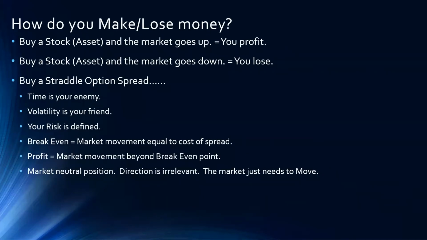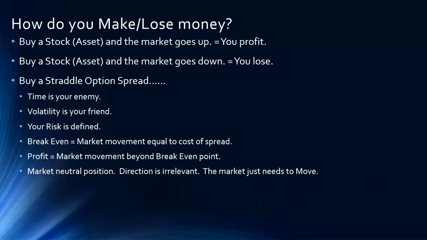Okay, so how do you make and lose money? That's what everybody wants to always know first, right? Well, if you were to just buy a stock or any other asset and the market goes up, you profit. Most people are pretty aware of that one. Conversely, if you buy a stock or underlying asset and the market goes down, you lose money. So that's pretty basic. If you were just to trade any of these 3 stocks, that would be exactly how you make or lose money. Everybody pretty much has that one down, right?